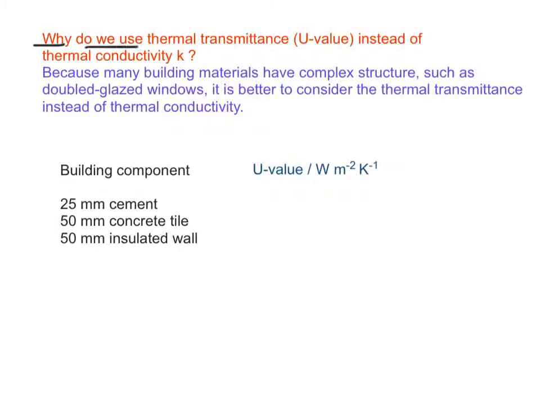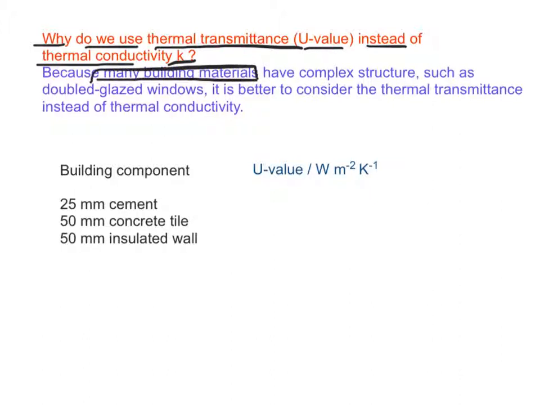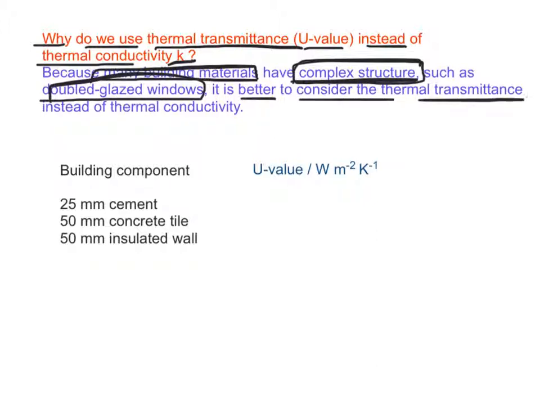Why do we use thermal transmittancy U value instead of thermal conductivity K? It is because many building materials have complex structure, such as a double glazed window. Therefore, it is better to consider the thermal transmittancy instead of thermal conductivity.